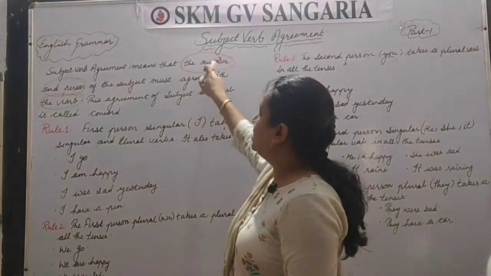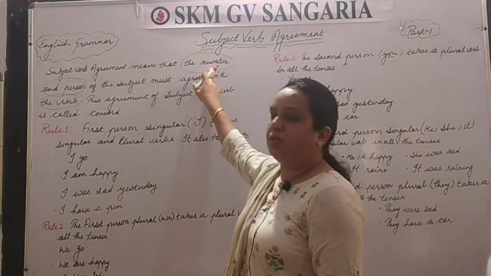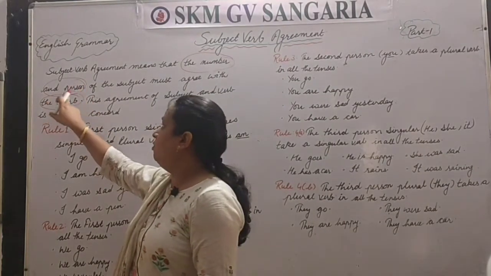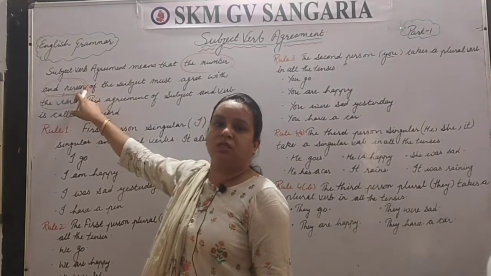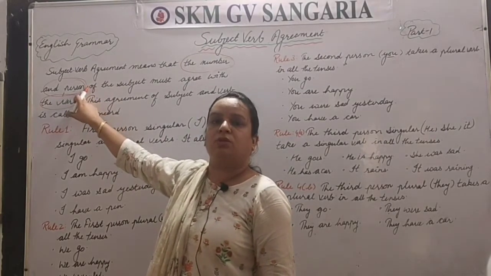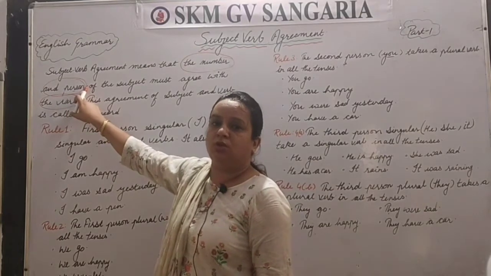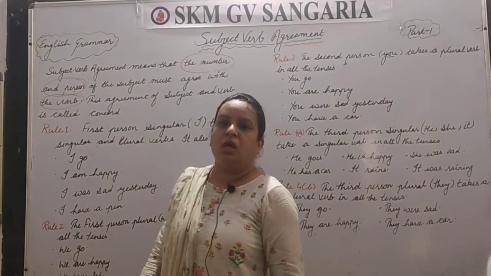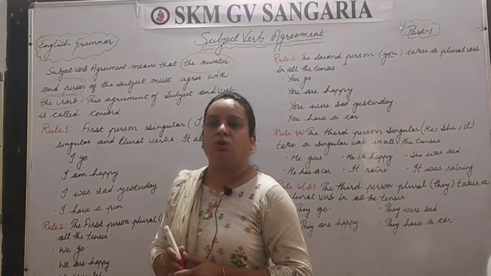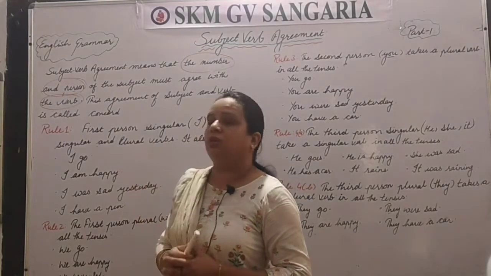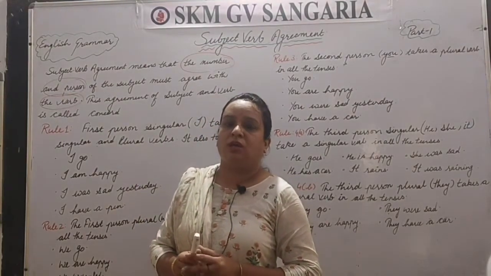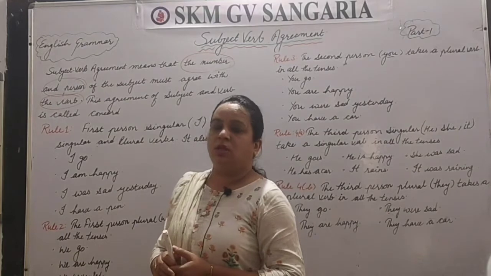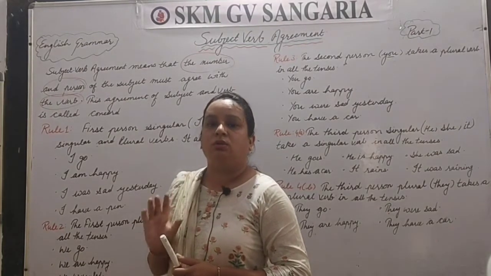So the three things are the number, which may be singular or plural, and the person: first person, second person and third person. First person is I and we; singular of first person is I and plural is we. Second person is you, and we use you in singular and in plural also. The third person has two forms: he, she, it as singular third person and they as plural third person.